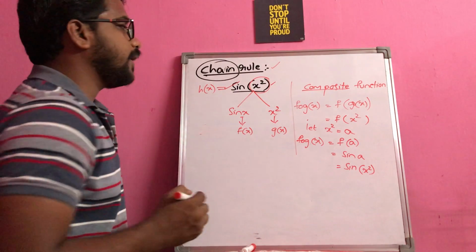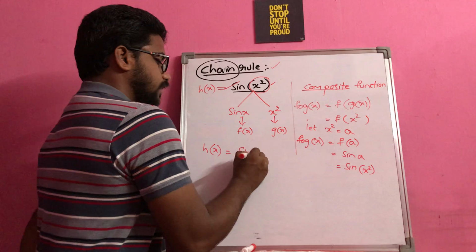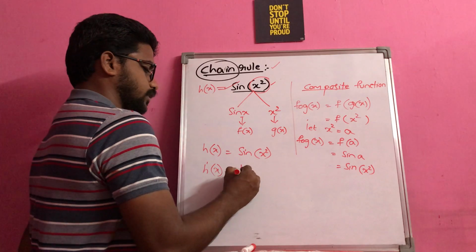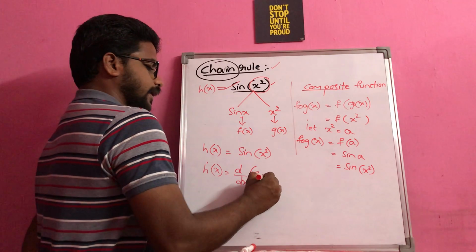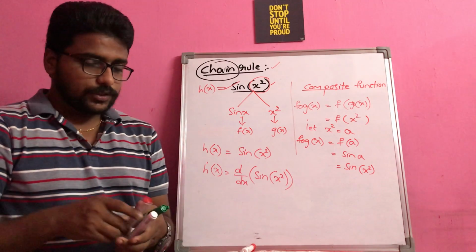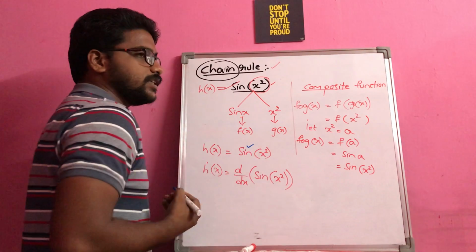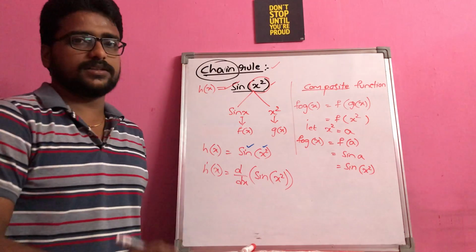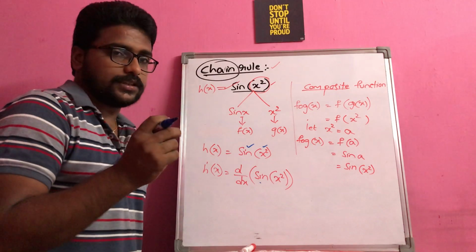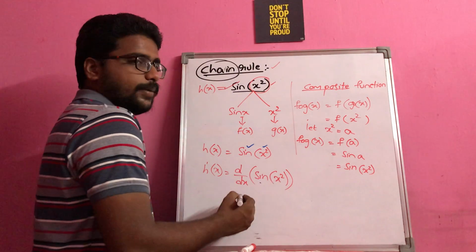But when it comes to applying differentiation for this function h of x equal to sin of x square, h dash of x, that means if I apply differentiation on both sides, it will become d by dx of sin of x square. Now understand here, as you can see from the function itself, the outer main function is the sine function and the inner function is the x square function, right? So first you have to simplify the outer function because that is the main function. Only later do you go for the inner function. You can see here the sine function is the main function.